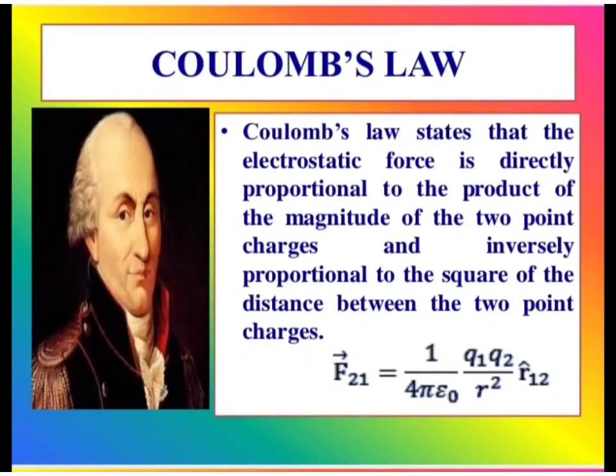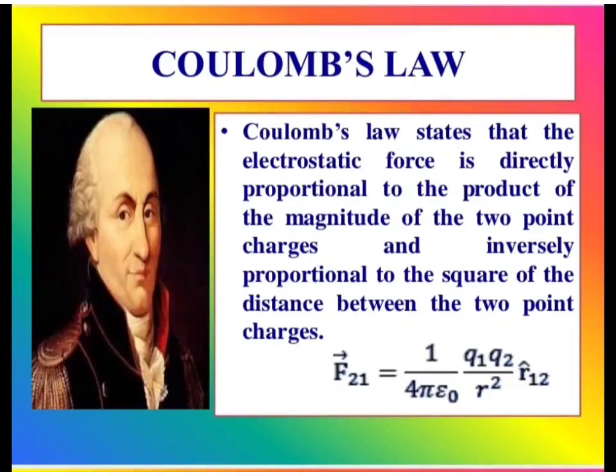The force on charge 2 due to the first charge, which is called the F21 vector, is equal to 1 divided by 4 pi epsilon naught, q1 q2 divided by r squared, into r12 cap. Here the F21 vector represents the force on charge 2 due to the first charge. The value of 1 divided by 4 pi epsilon naught is a constant. The value of epsilon naught is equal to 8.854 into 10 to the power of minus 12 Coulomb squared Newton inverse meter power minus 2.